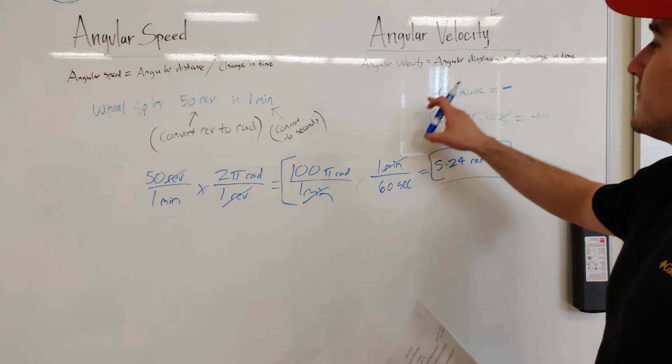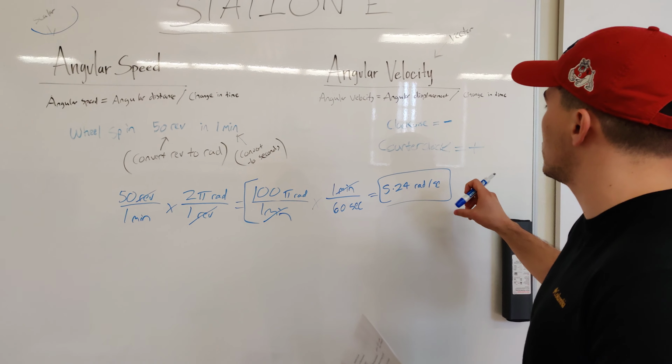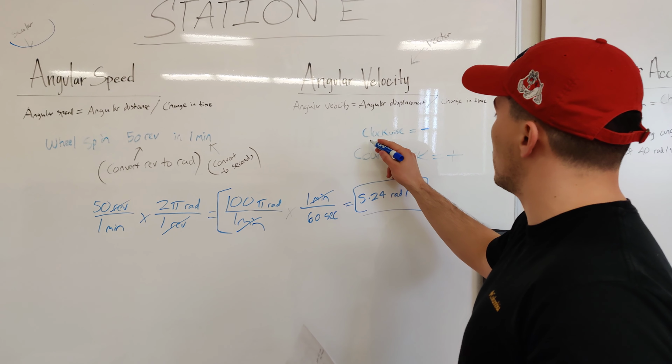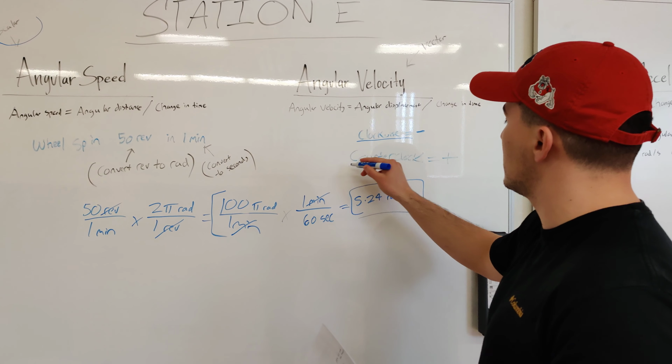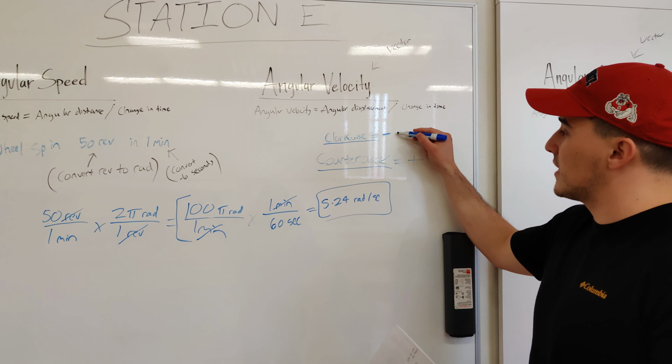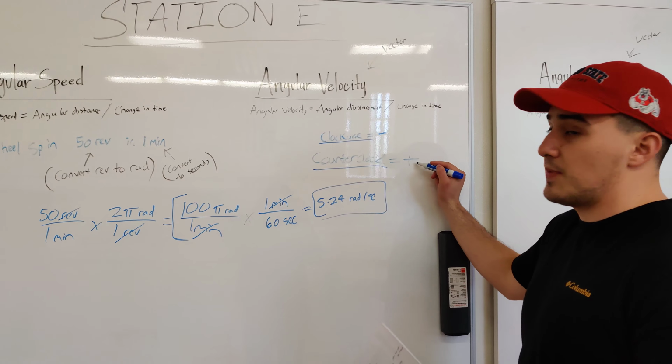For angular velocity, it's pretty much the same thing. However, you're also looking at direction. So remember, as I said in our previous stations, if it's clockwise, it's negative. If it's counterclockwise, then it's positive.